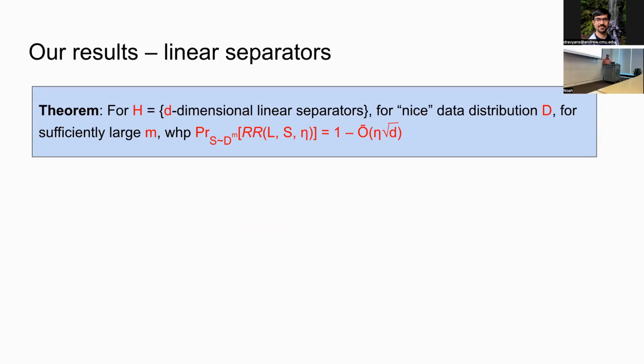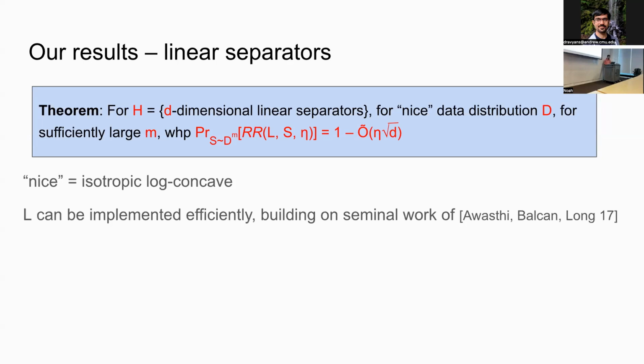And to measure how large this agreement region is, we have a characterization in terms of this abstract agreement region, but on real examples, can we measure the size of this agreement region for H, for d-dimensional linear separators, and for certain nice data distributions? We can show that for sufficiently large data samples, the robustly reliable region is almost 1; it is shorter than 1 by this eta times root d term. By nice, I mean isotropic log-concave distributions. And the nice thing in this case is that L can also be implemented efficiently, which I'll also talk about, building on seminal work of Awasthi, Balcan, and Long.